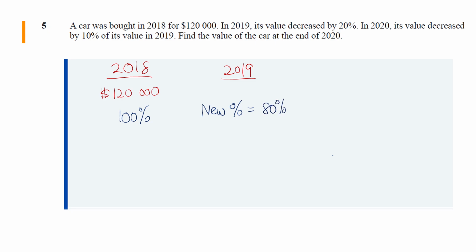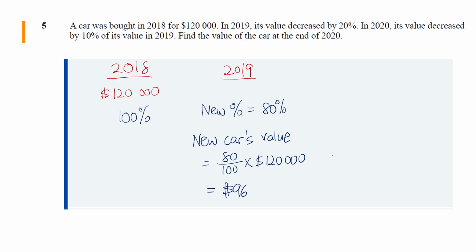So we need to find 80% of 120,000. So at 2019, the new car value would be 80 over 100 times 120,000. And that gives you 96,000. Right, so that's 2019.